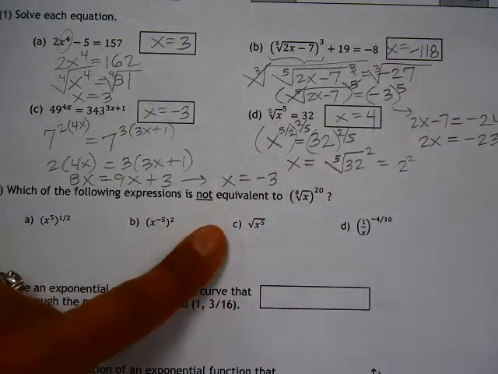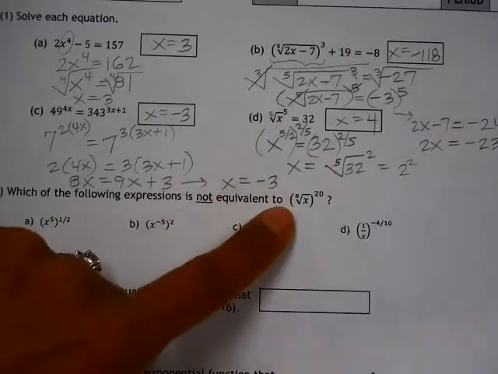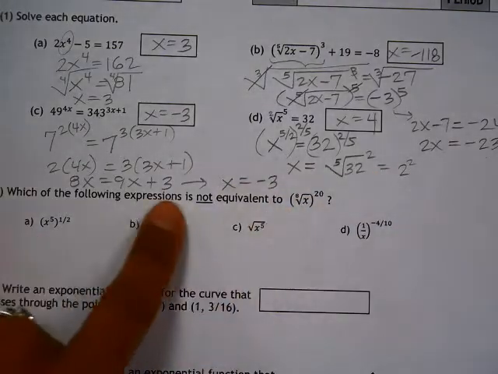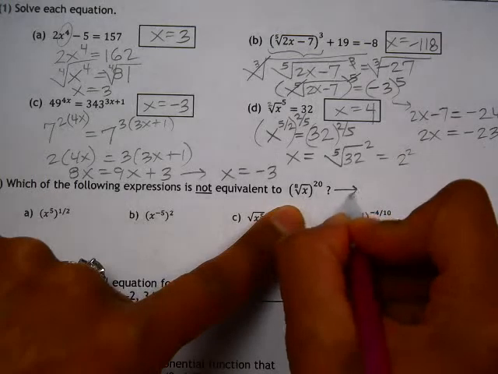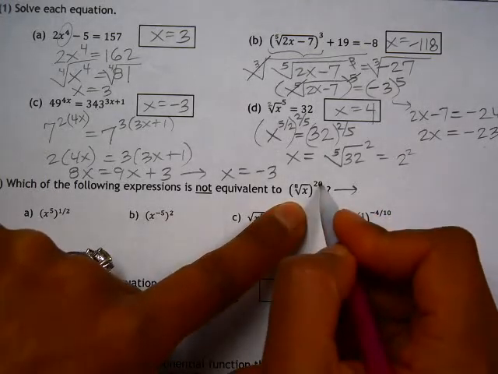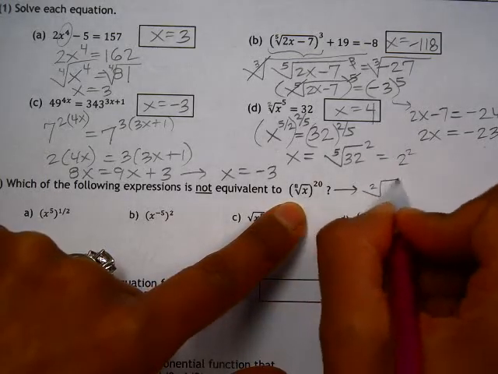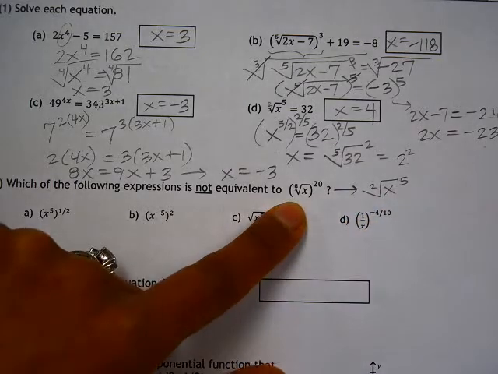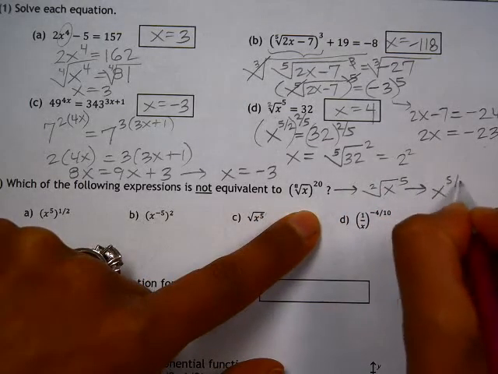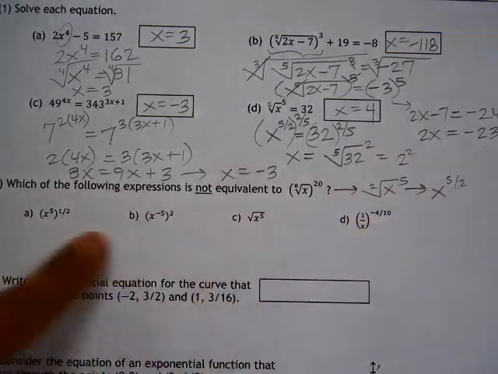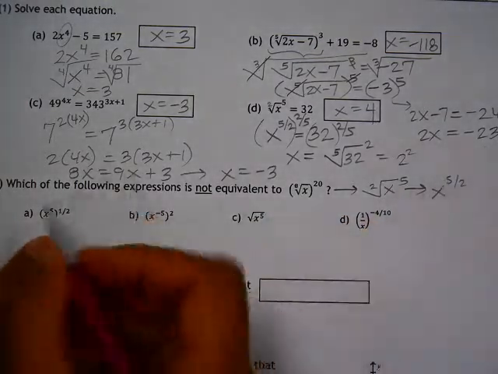Alright, also on number 2, let's do this one. We don't have an equation, we just have an expression. Which expression is not equivalent to this? So if we rewrote this, or simplified it, we can reduce the 8 and the 20. So if we divide by 4, this becomes the square root of x to the 5th. You can also write that as x to the 5/2. So we're trying to figure out which of these expressions is not equivalent to this.